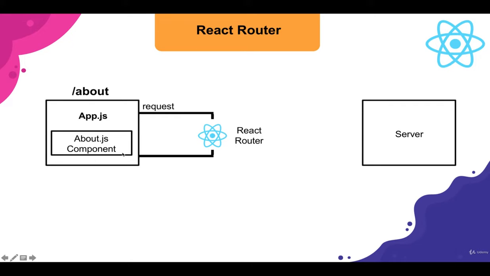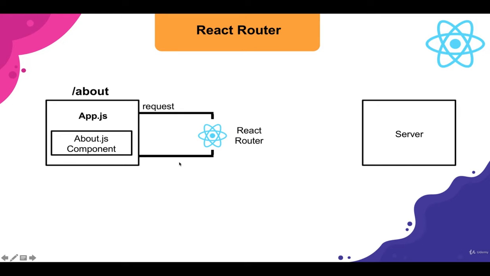It stops requests from going to the server because we only need that index.html file every time, so there will be no point in sending it over and over and over again. So instead, it just injects the component it needs to. So this is the main point of the React router.